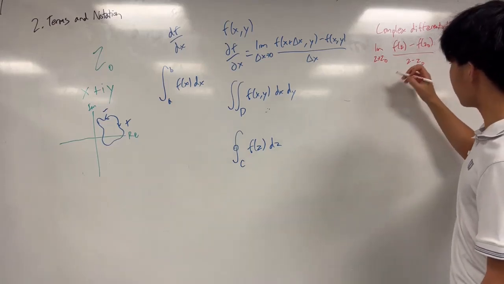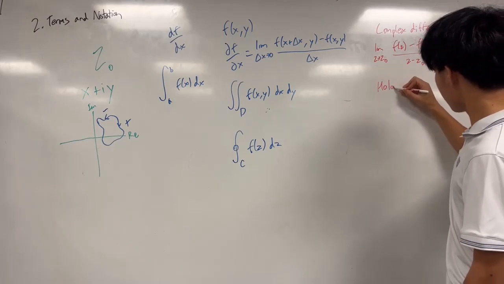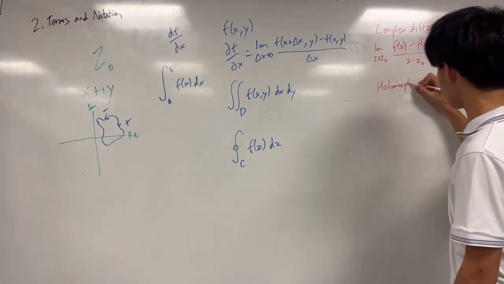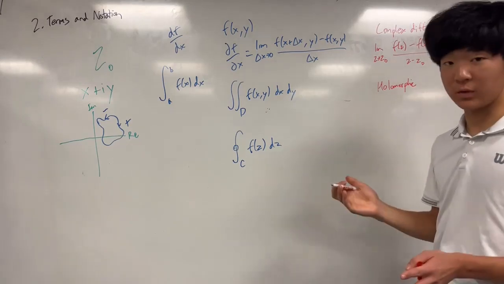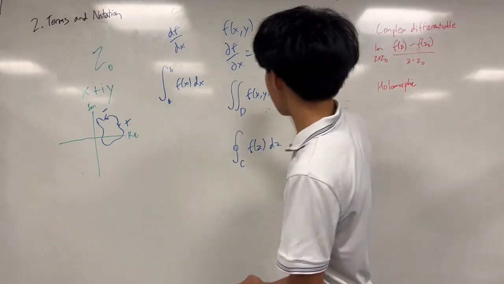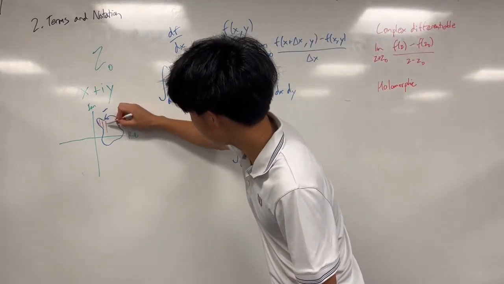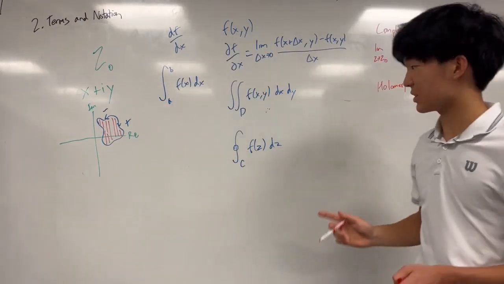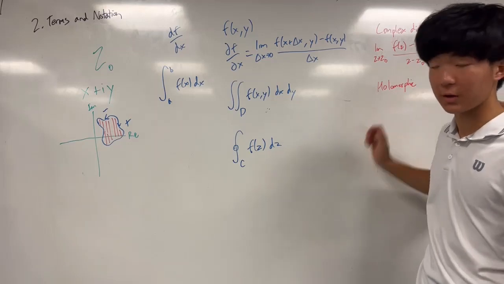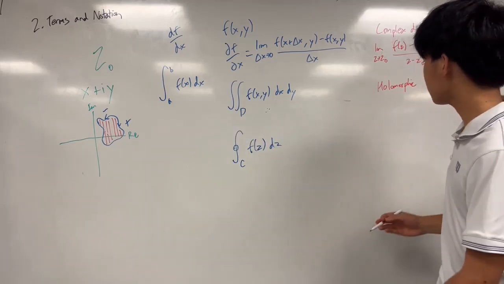Next, we say that a function is holomorphic if it is complex differentiable over a certain region. So, for example, say f of z is complex differentiable over the region bounded by this contour c. Then we say f of z is holomorphic over that region.